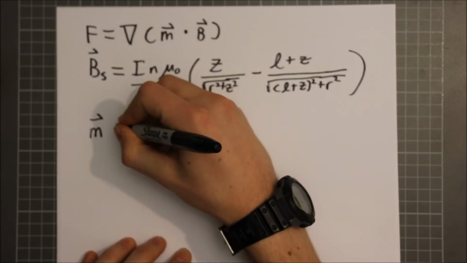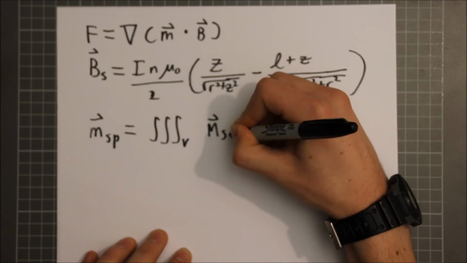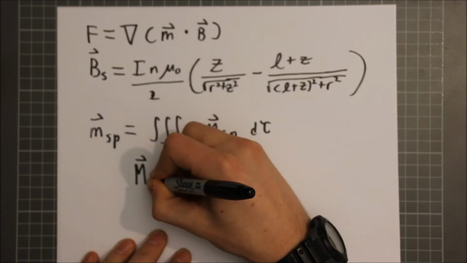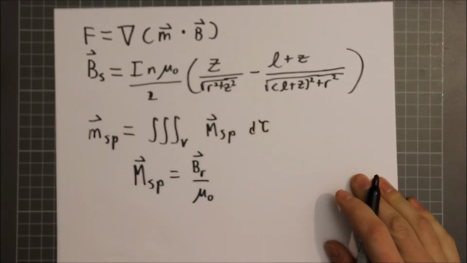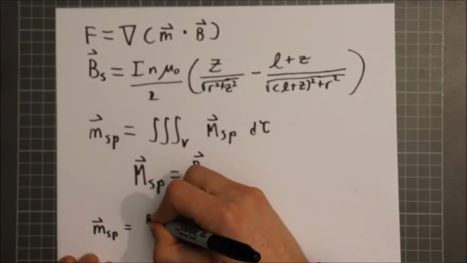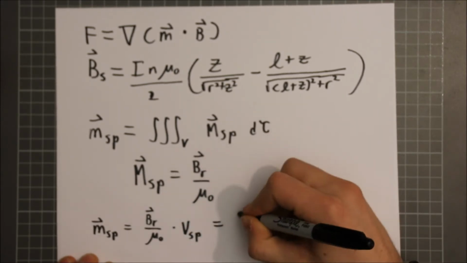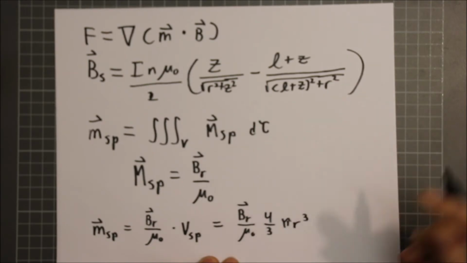We find this by integrating the magnetization of the sphere over the volume of the sphere. And we actually know the magnetization because the magnetization is equal to the residual magnetic field of the sphere, Br, over mu naught. Since Br and mu naught are not variables with respect to the volume of the sphere, we can say that the magnetic moment of the sphere is equal to Br over mu naught times the volume of the sphere, or Br over mu naught times 4/3 pi r cubed.